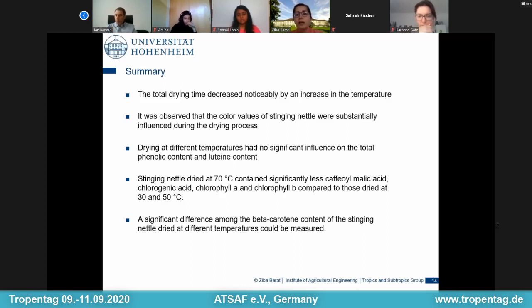From these results, we can see that the choice of drying temperature affects the color and the content of valuable ingredients of stinging nettle. Therefore, for future studies, the optimum temperature for drying of stinging nettles needs to be determined according to the purpose of the drying process.